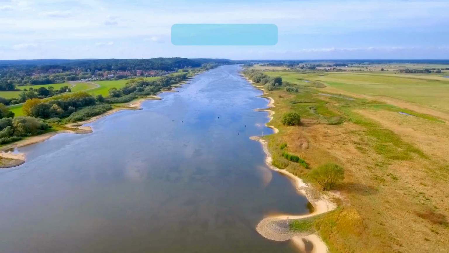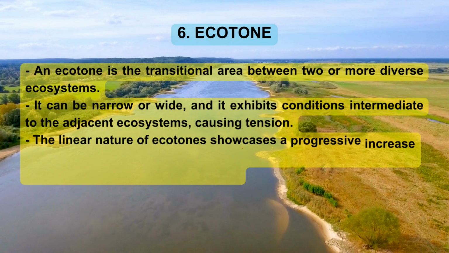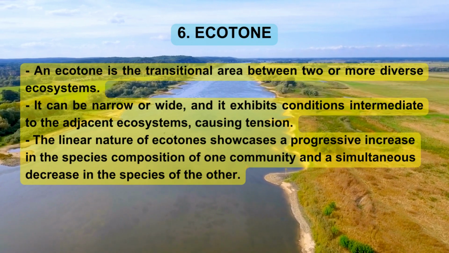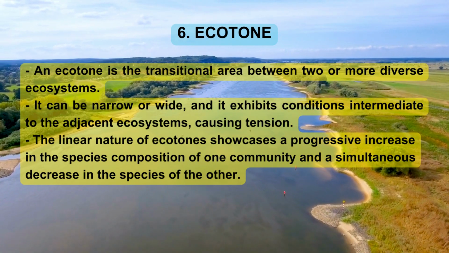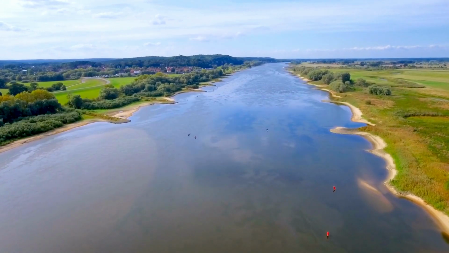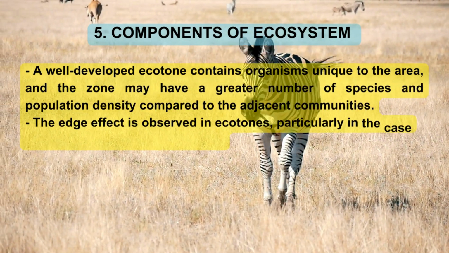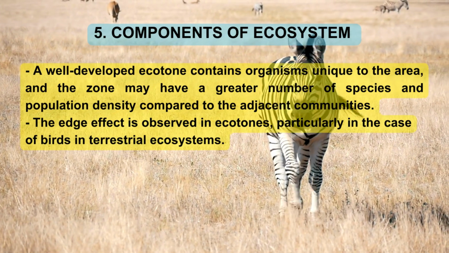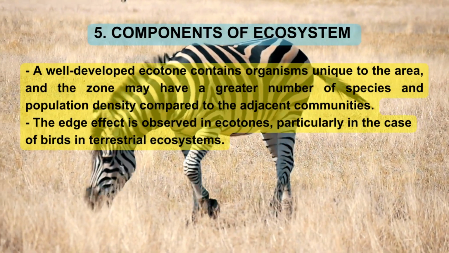6. Ecotone. An ecotone is the transitional area between two or more diverse ecosystems. It can be narrow or wide, and it exhibits conditions intermediate to the adjacent ecosystems, causing tension. The linear nature of ecotones showcases a progressive increase in the species composition of one community and a simultaneous decrease in the species of the other. A well-developed ecotone contains organisms unique to the area, and the zone may have a greater number of species and population density compared to the adjacent communities. The edge effect is observed in ecotones, particularly in the case of birds in terrestrial ecosystems.